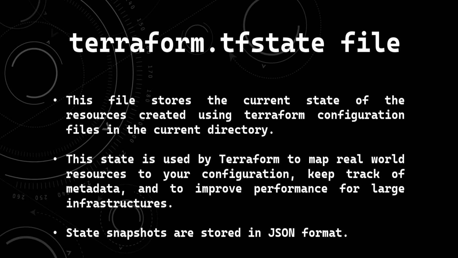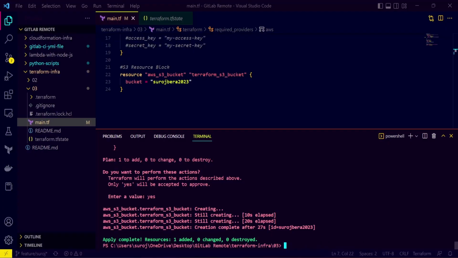And why is the terraform.tfstate file used? It is used to store the current state which will be in sync with the real infrastructure in the backend or in the cloud, right? Now I will destroy the S3 bucket we just have created.